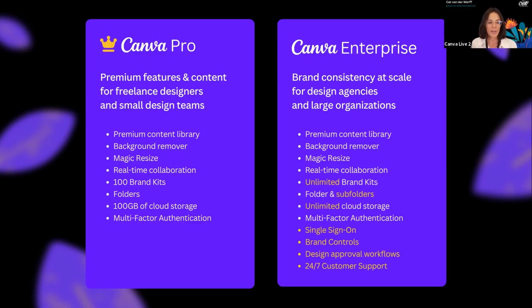So just to explain a little bit more about the Canva Pro and the Canva Enterprise features that we have. So I kind of talked about Pro being really good for freelance and small design teams, and Enterprise being really good for large organizations. You can see here all the things that you get in Canva Pro. So premium content library, the background remover I just showed you, magic resize I just showed you, collaborating in real time with your team, lots of brackets, as many brackets as you need, well, 100. And then with Canva Enterprise, everything that's in yellow is all the additional stuff that you get in that.